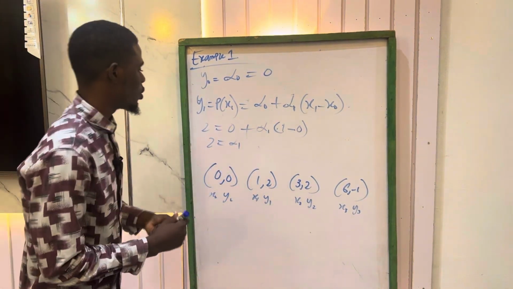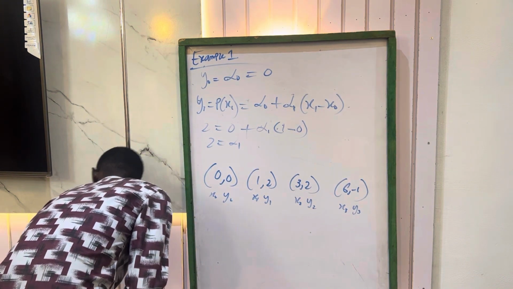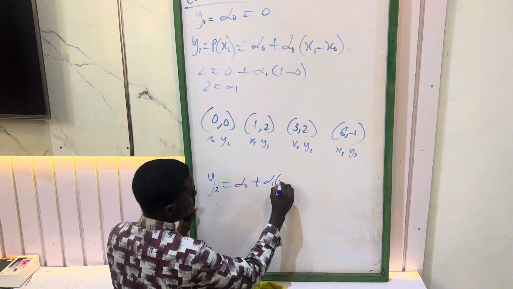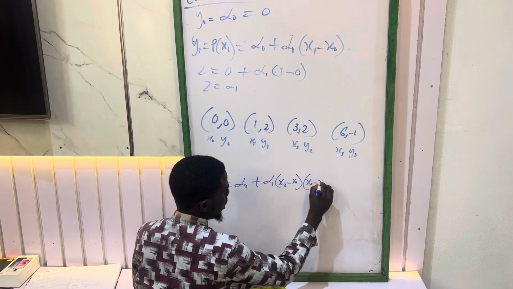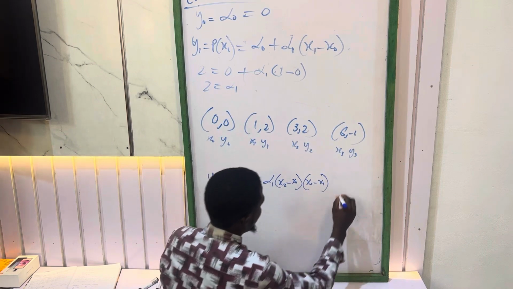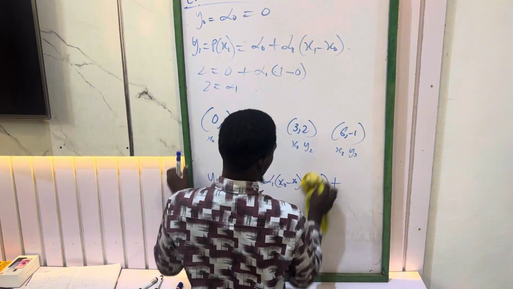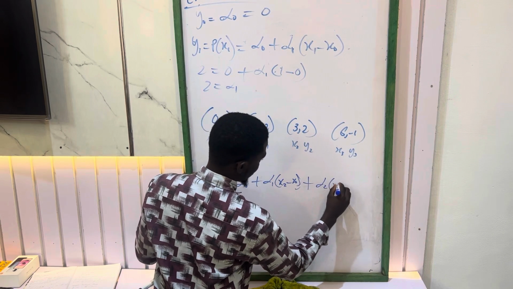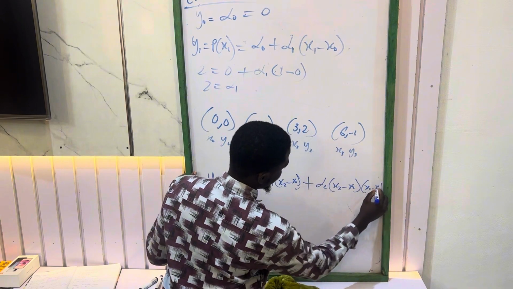So we're going to go to the next one to find our alpha 2, which is equal to alpha naught plus alpha 1 into bracket x2 minus x naught, then plus alpha 2 into bracket x2 minus x naught multiplied by x2 minus x1.